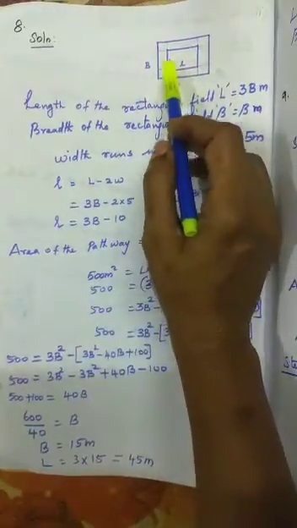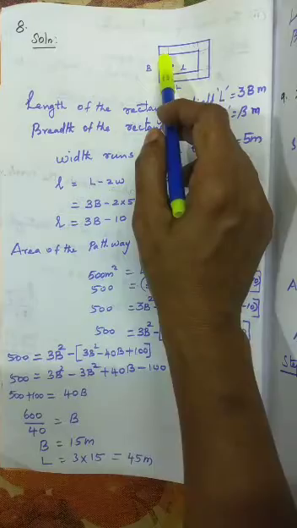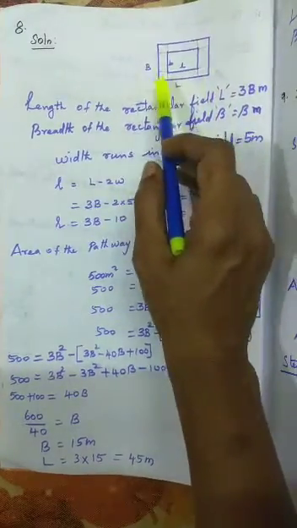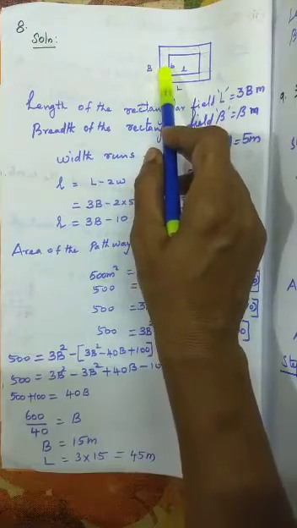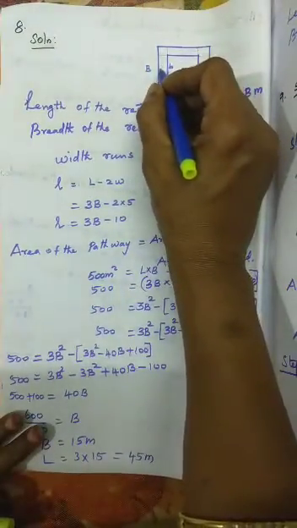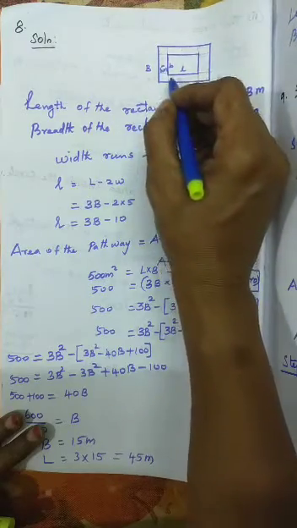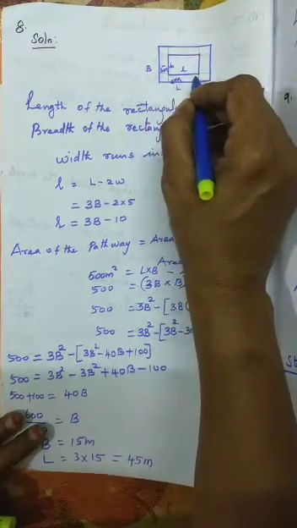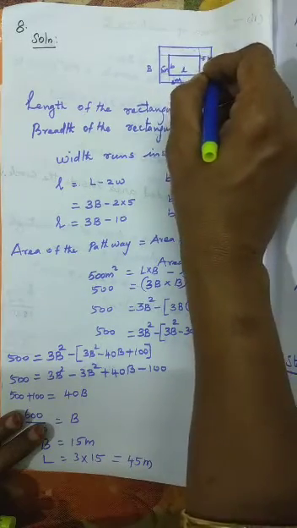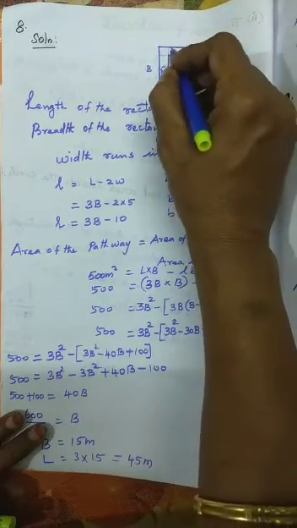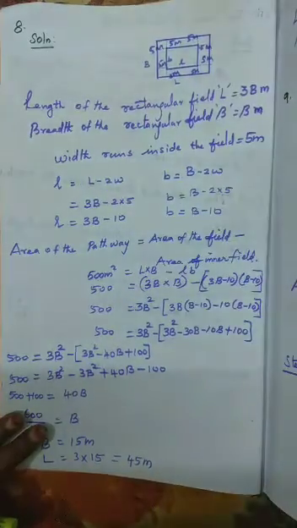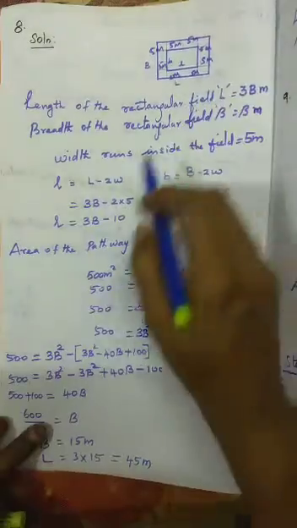Solution. Then we have drawn the diagram. Okay, the full rectangular field, and inside that the path is 5 meter. Inside that, the path is 5 meter on all sides. W is 5 meter. Okay, inside, here we have to find the small l and small b.